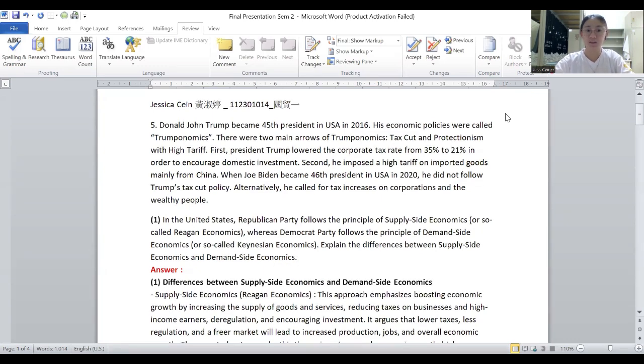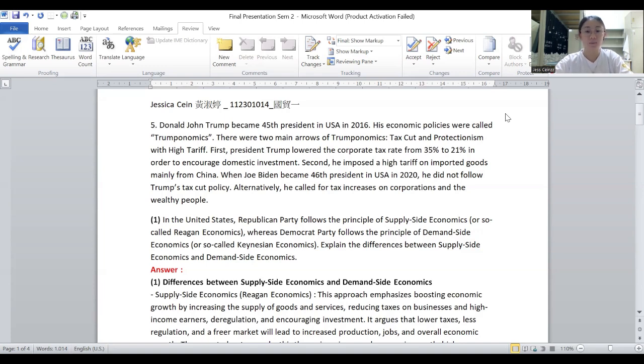Here it says, Donald John Trump became the 45th president in USA in 2016. His economic policies were called Trumponomics. There were two main areas of these Trumponomics. The first one is tax cut and protectionism with high tariff. First, President Trump lowered the corporate tax from 35 to 21% in order to encourage domestic investment. Second, he imposed a high tariff on imported goods, mainly from China.